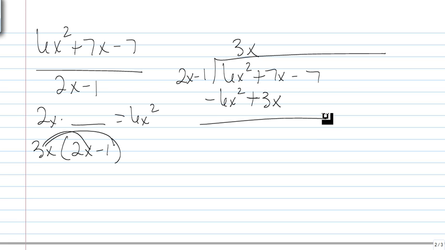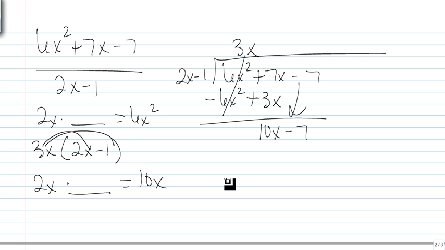Now we can combine our terms. Notice our 6x squareds cancel out, and 7x plus 3x is 10x. And you want to bring down your minus 7. So now let's divide again. 2x times fill in my blank, that gives me 10x. Right, it's 5. So we're going to put a positive 5 up here.